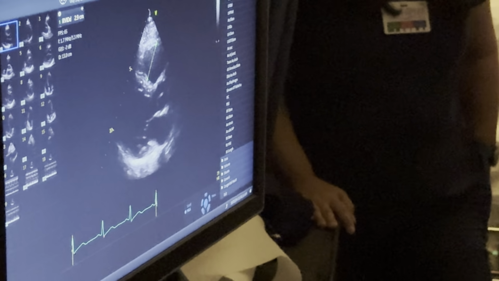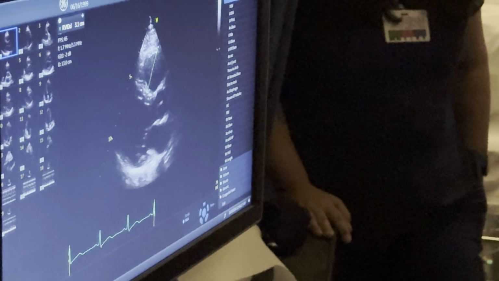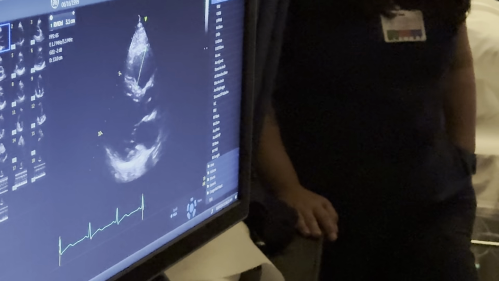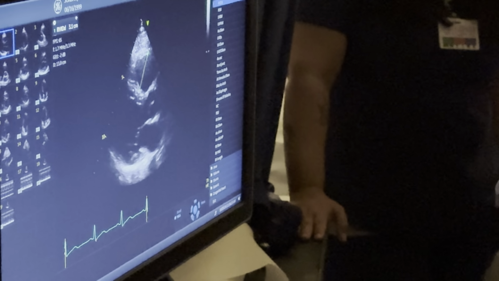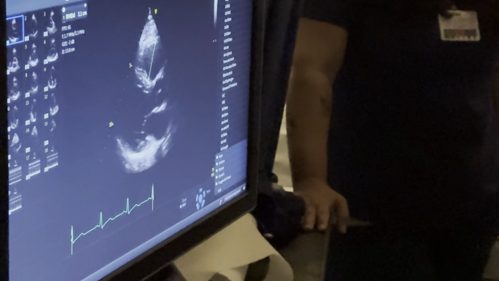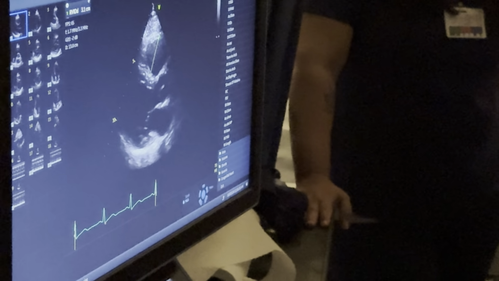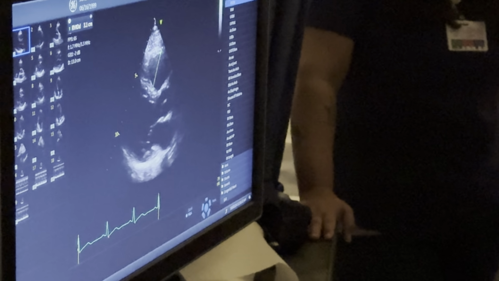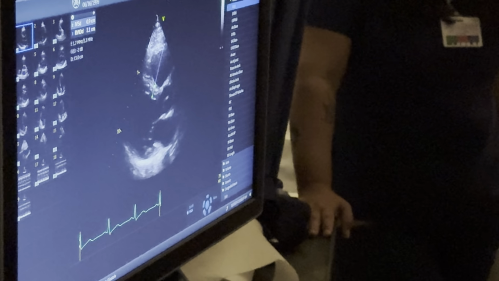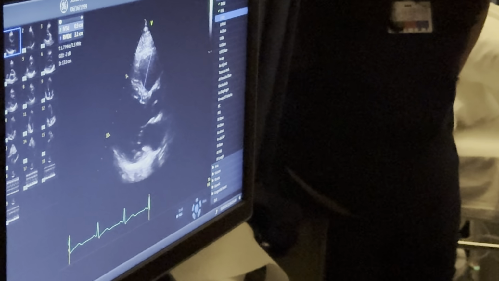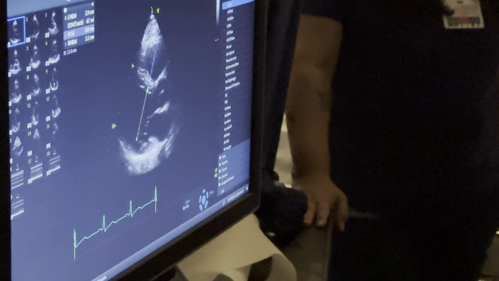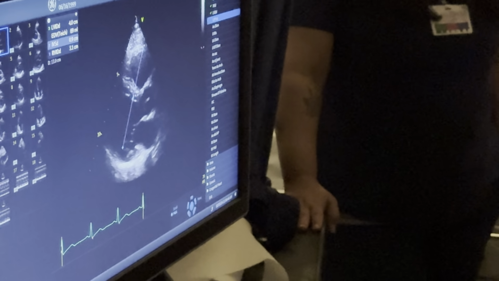So when we have that two-dimensional image, we're looking at it and saying, okay, does this patient look thick? Does their right ventricle look dilated? Does their left atrium look dilated? Does their aorta look dilated? So that when we get ready to measure, we make sure that your numbers fit what you're seeing on 2D. And just practicing with this machine is how you're going to learn it.